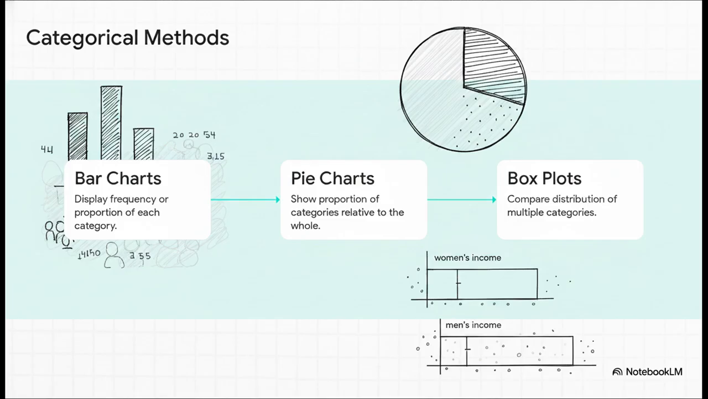We use pie charts when we want to show relative proportions compared to the whole. And guess what? We can even use our beloved box plots to compare multiple categories side by side. For example, you could plot the income spread of men directly next to the income spread of women just to quickly see the differences in their medians and variances.